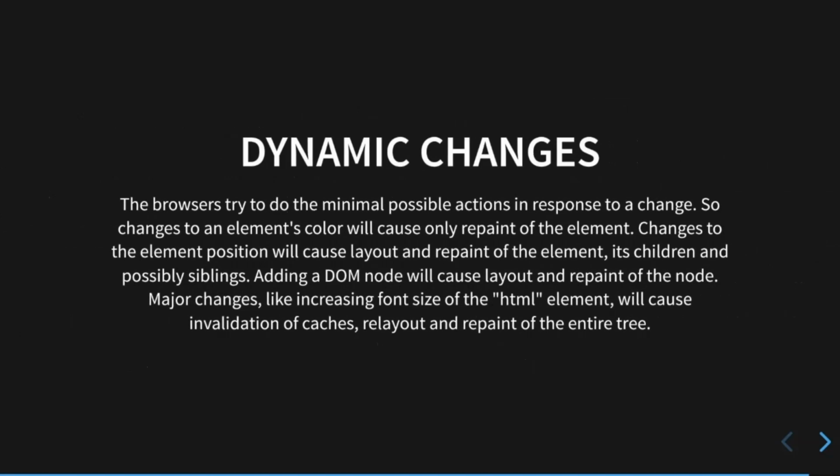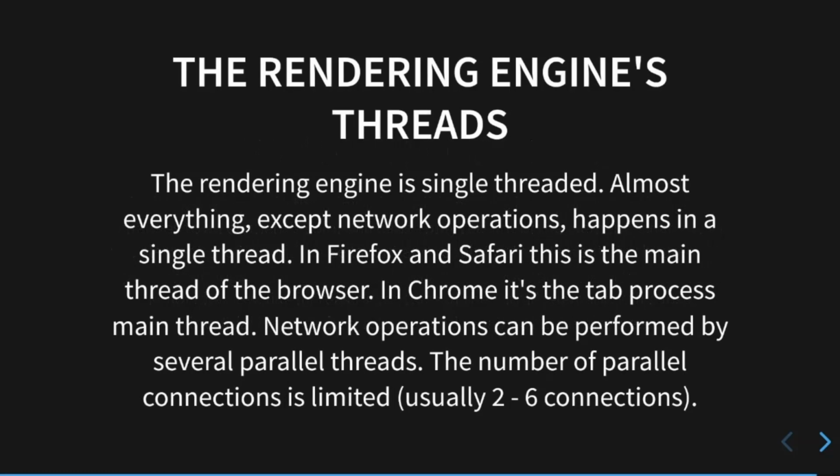Dynamic changes. Browsers try to do the minimal possible actions in response to a change, so changes to an element's color will cause only the repaint of the element. Changes to the element position will cause the layout and repaint of the element, its children, and possibly siblings. Adding a DOM node will cause the layout and repaint of the node. Major changes, like increasing the font size of the HTML element, will cause invalidation of caches, layout, and repaint of the entire tree.